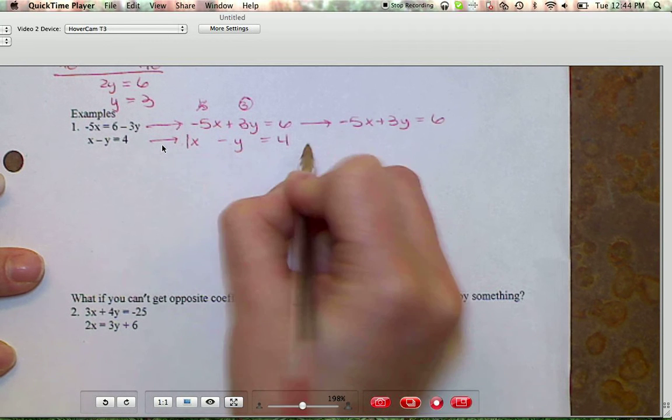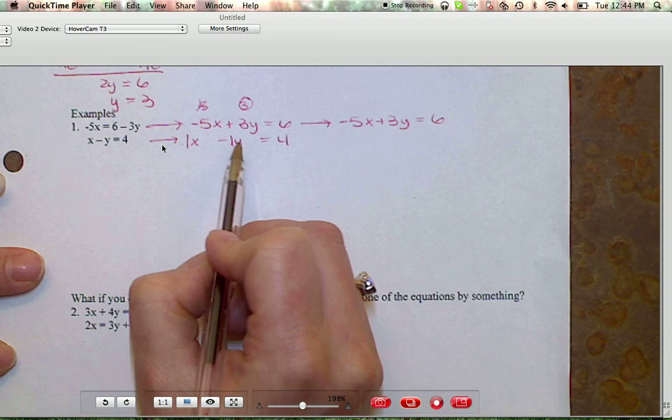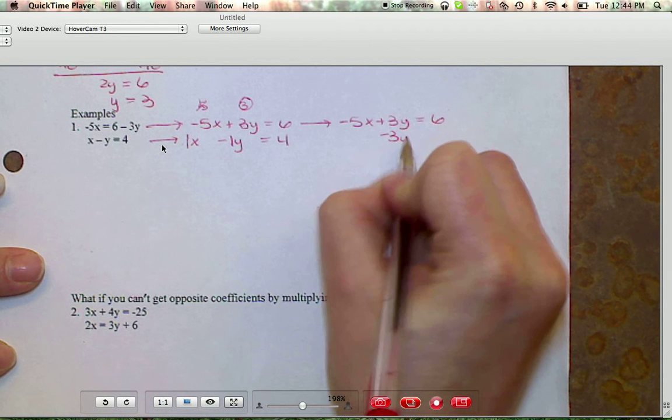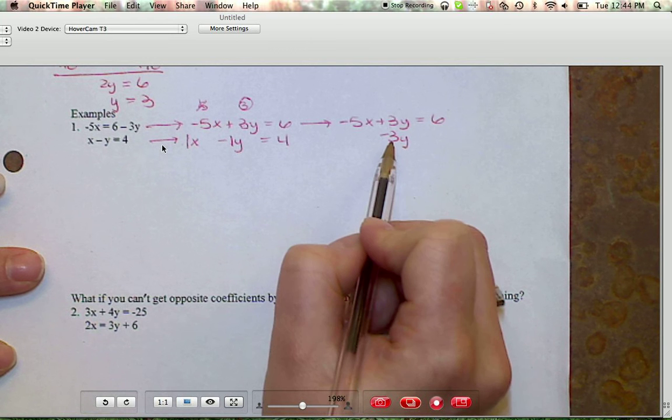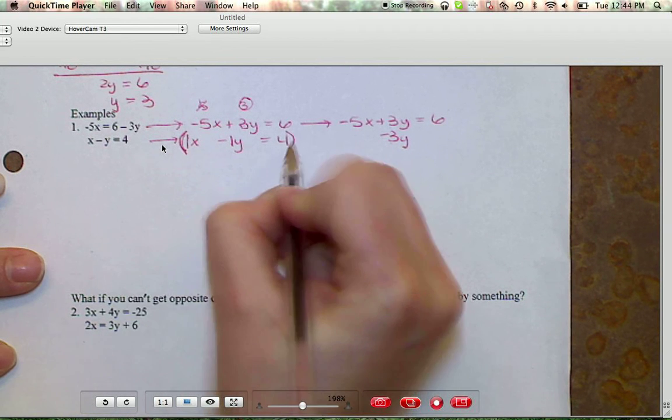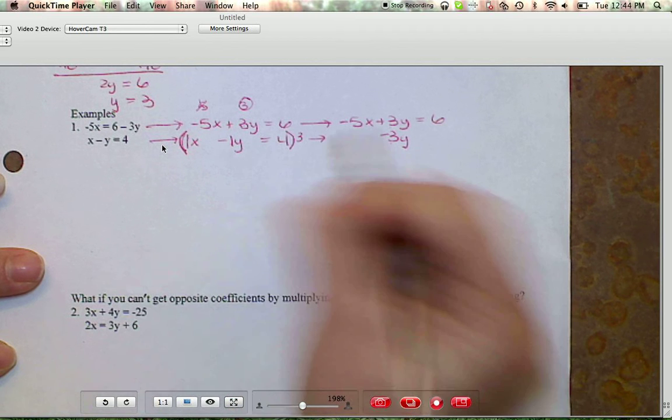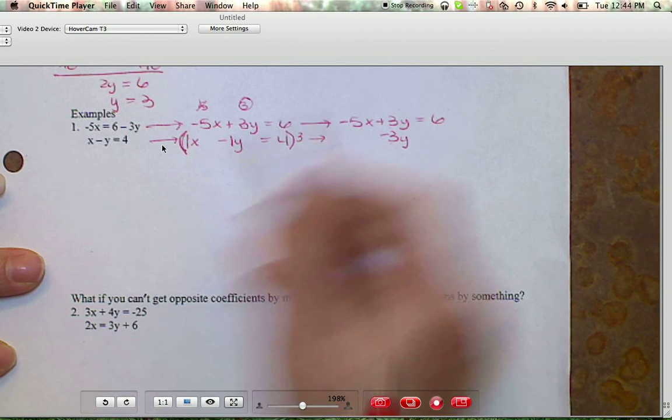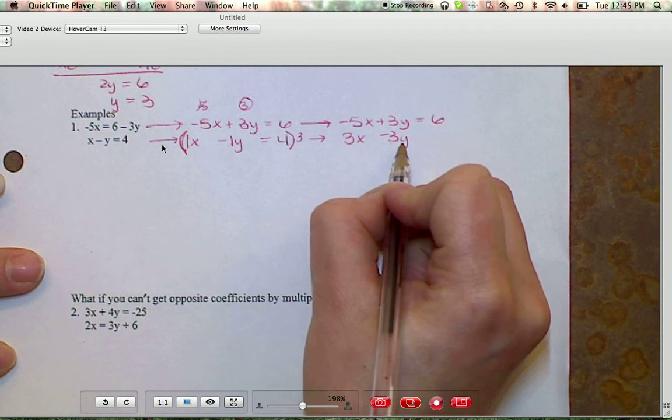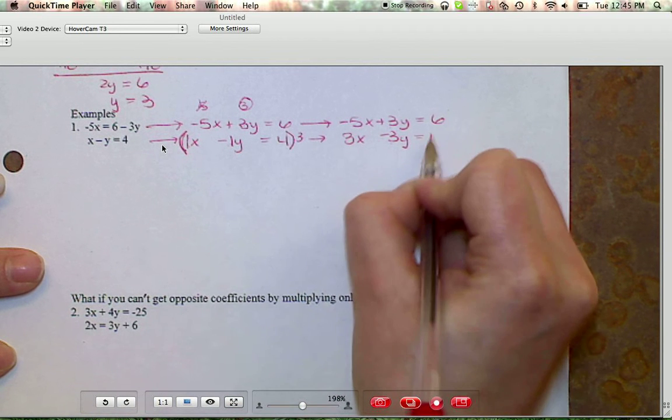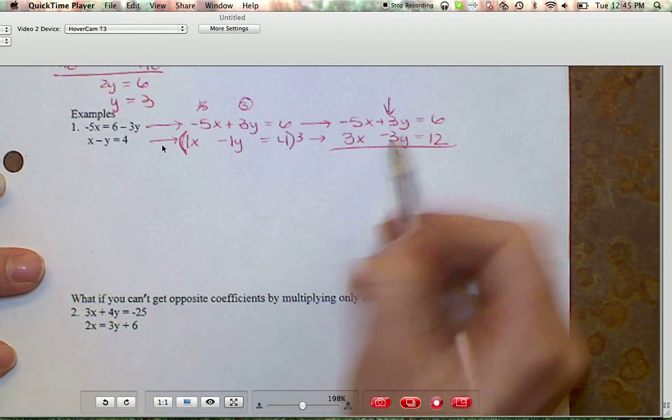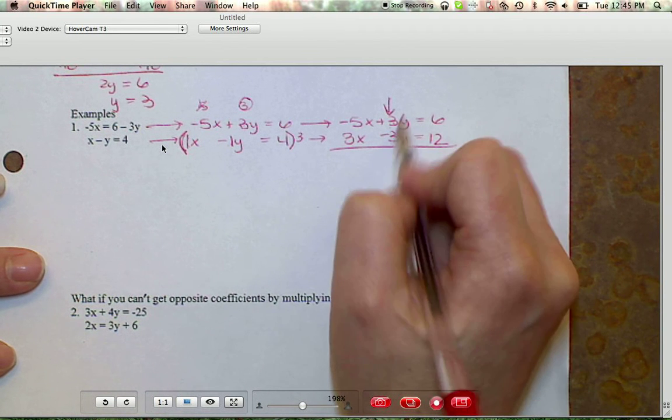This one, however, has a negative 1. And if we got a positive 3 here, we're trying to get a negative 3y in the other one. So in order to get a negative 3y here, I've got to multiply the entire equation by 3. So now 3 times 1x is 3x, 3 times negative 1y is negative 3y, and 3 times 4 is 12. We have opposites now in this column, positive 3, negative 3. So when we add down, those will drop out.